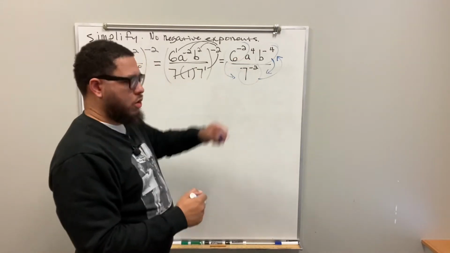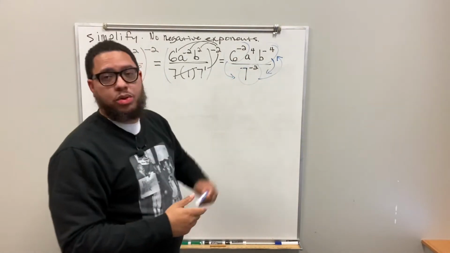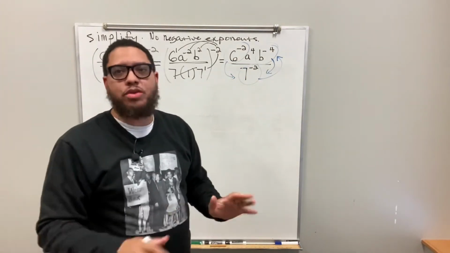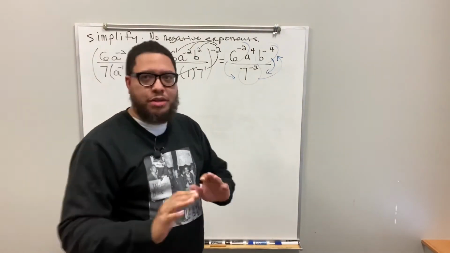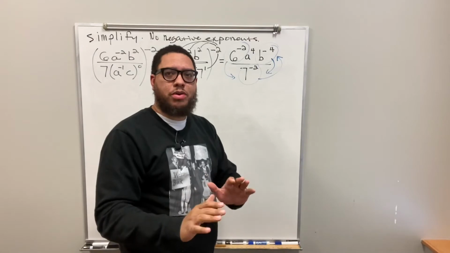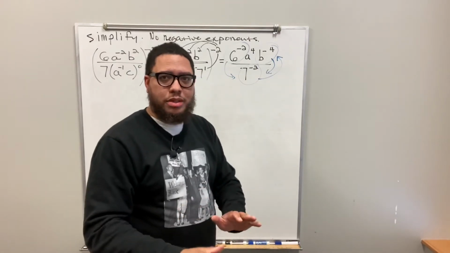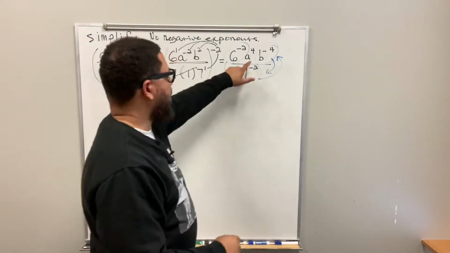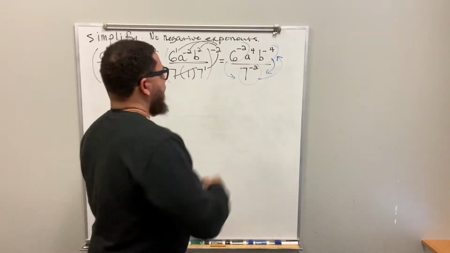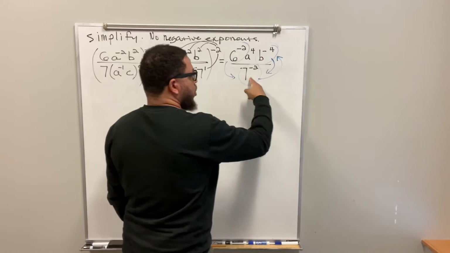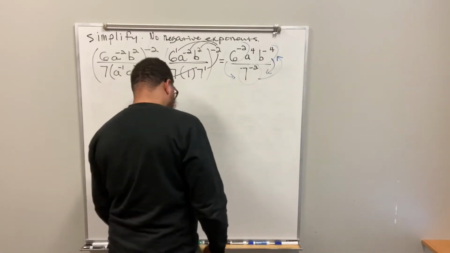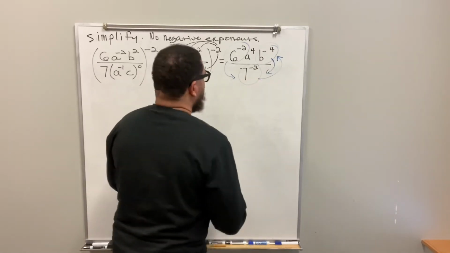Now, where does the a go? That a don't go nowhere. You know why? Because it don't have no negative exponent. If it's got a positive exponent, don't mess with it. Leave it alone. If it's got a positive exponent, let it chill. All right? So the a to the 4th is going to stay in the numerator. The 6 is going to go downstairs. The b is going to go downstairs. The 7 is going to go upstairs. All right? So now, what's it going to look like?